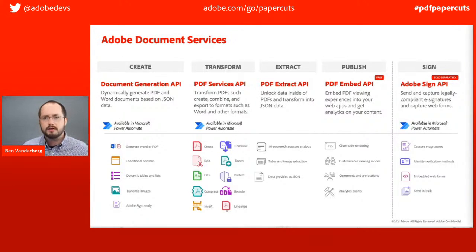So all of these different services. And again, today we're going to focus on PDF Extract API and how we can use that in a couple of different ways to extract information, republish content, as well as glean insights into the information in there.